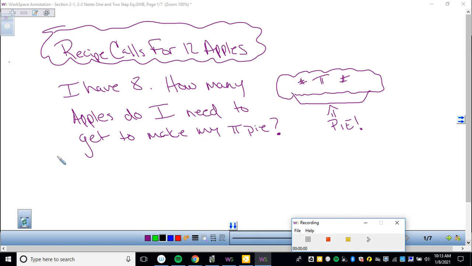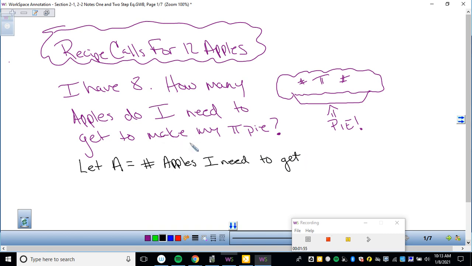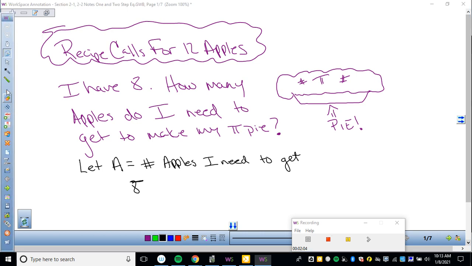We could set up a little equation to help us. So I'm going to let A, some letter, represent the number of apples that I need to get. And then I can use the information that I already know to help me figure out A. So I have 8 apples. I need A more apples to get 12 apples.